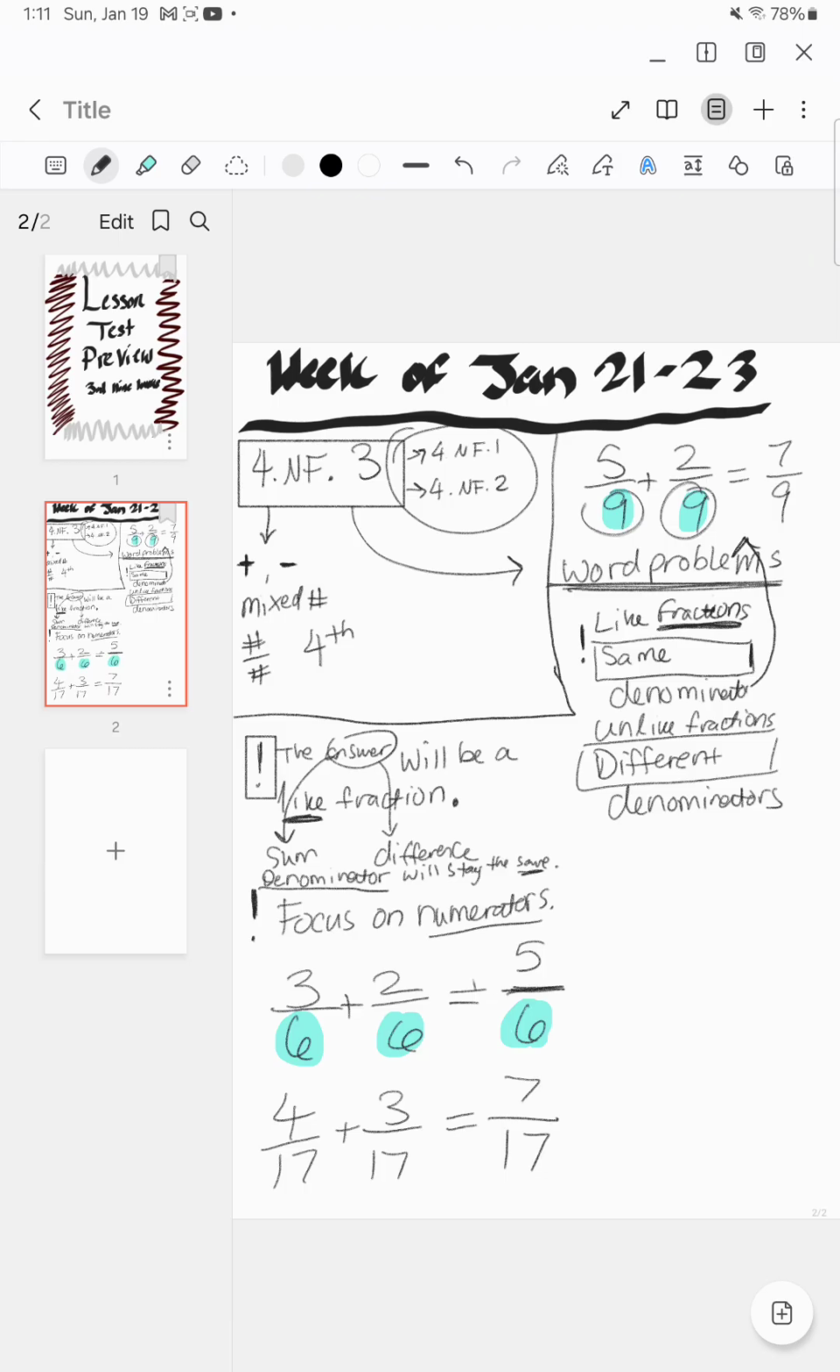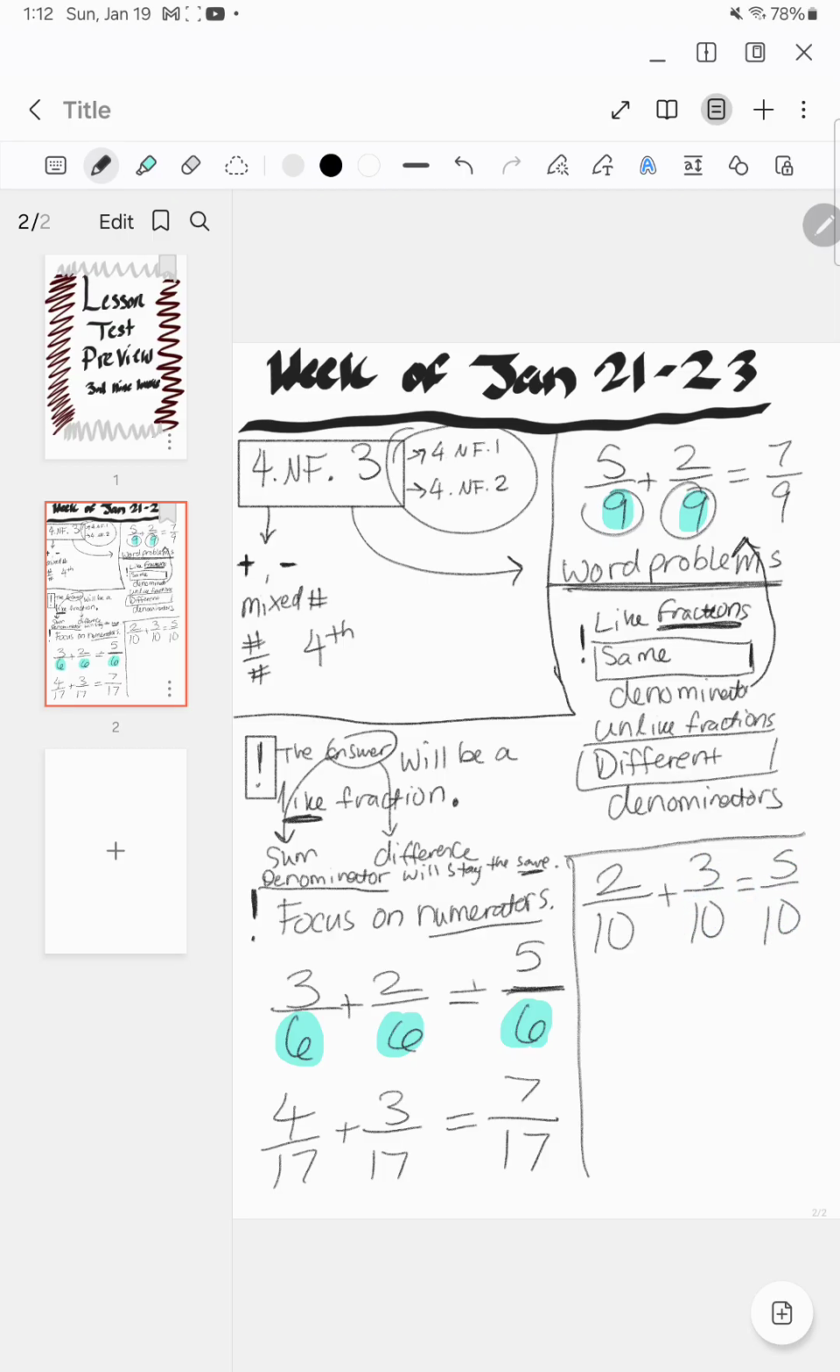Now, sometimes you will have to simplify a fraction. That is also where the equivalent fractions will help with 4th grade math. If I said, let's do, okay, I got it, 2 tenths plus 3 tenths. That's going to equal 5 tenths.